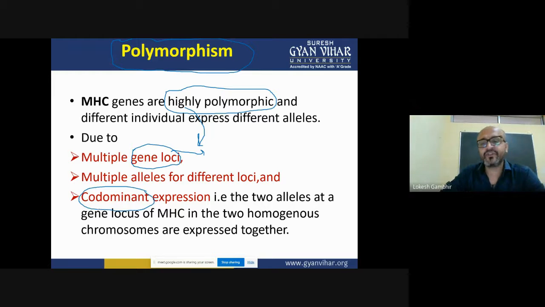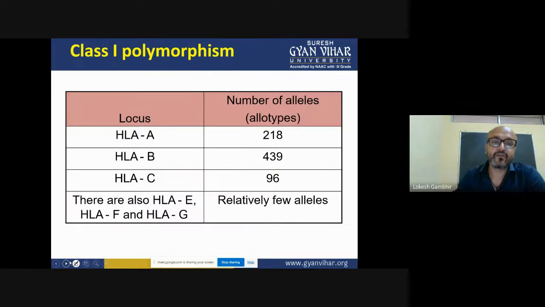Another genetically important aspect of MHC is codominance. Perhaps that is the most unique aspect of the MHC molecule. What do you mean by codominant? Both the alleles are expressed together. So if there is a variation in any allele, you will see the polymorphism is immediately expressed because of the codominance.